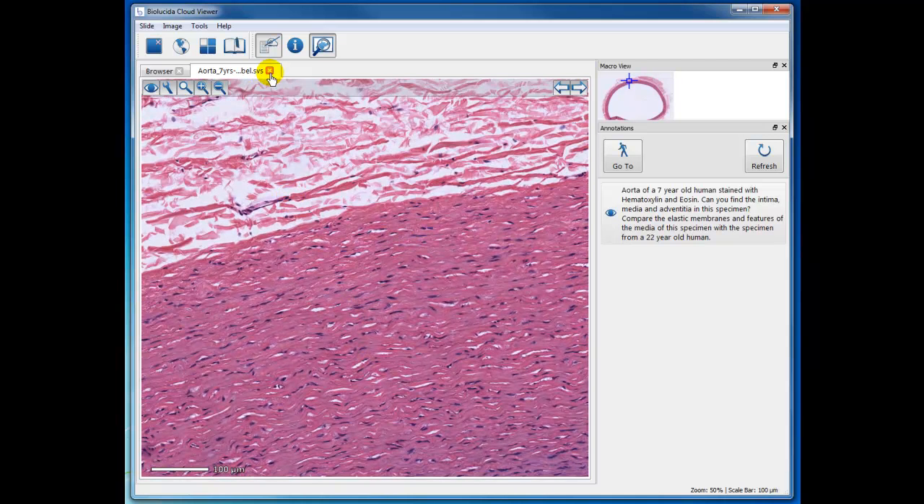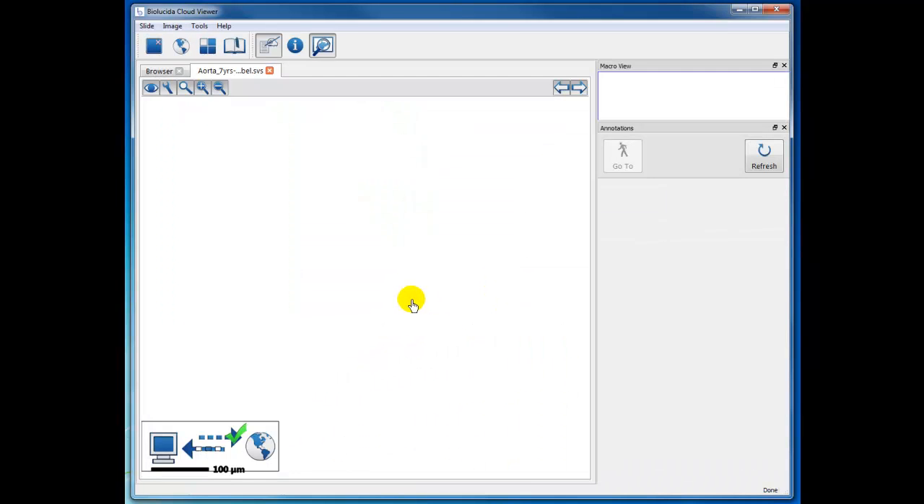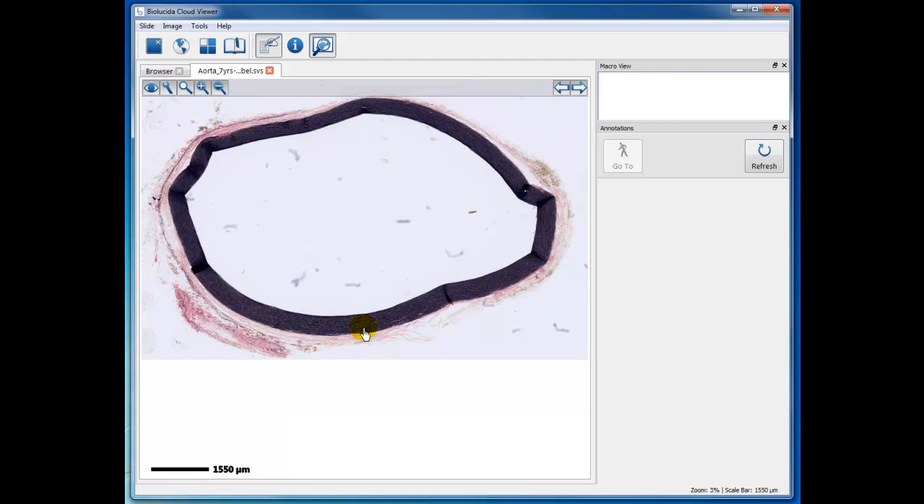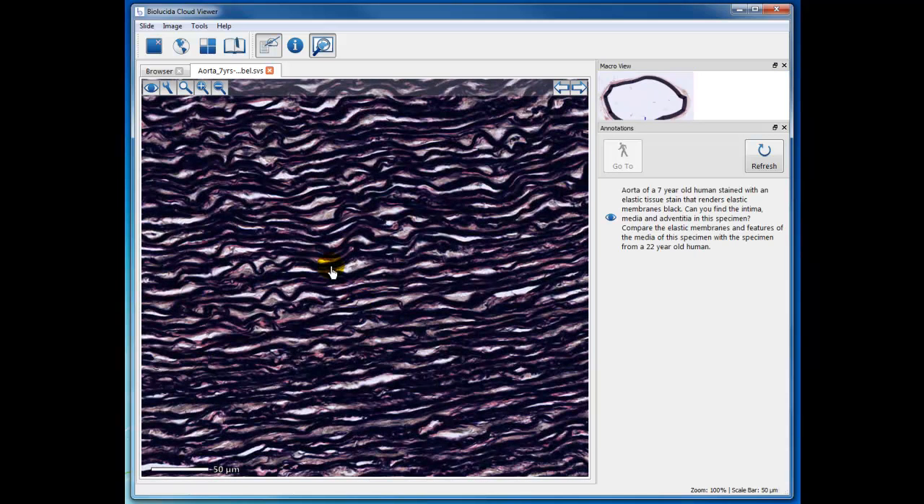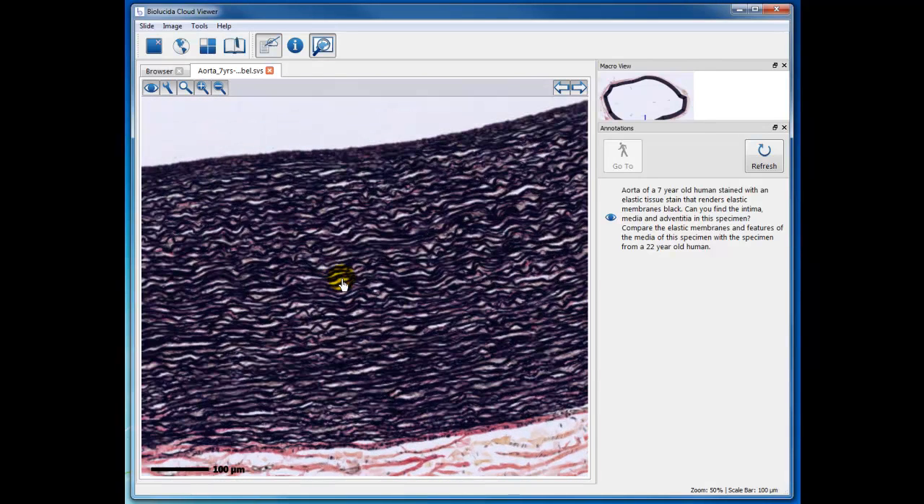But the real dramatic presentation is in the elastic tissue stain of the aorta. And here now you can see the individual membranes that are fairly smooth and have not been stretched or, let's say, fragmented like they were when you saw the 22-year-old aorta.